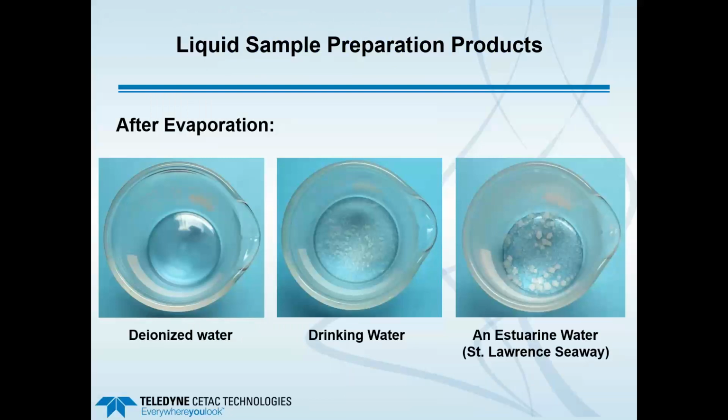So just to show you what levels of dissolved solids you might find, and I always found this a useful slide. Deionized water on the far left, drinking water in the middle, and that was just from a municipal water source, and the estuarine water from the St. Lawrence Seaway. And you can see as you evaporate a set volume of those waters, you can see the very clean beaker, some residue from the drinking water, and certainly you have salt in the estuarine water. If you take that by a factor of 3, then you would see the entire bottom of the beaker would be covered with salt if it was a seawater sample.